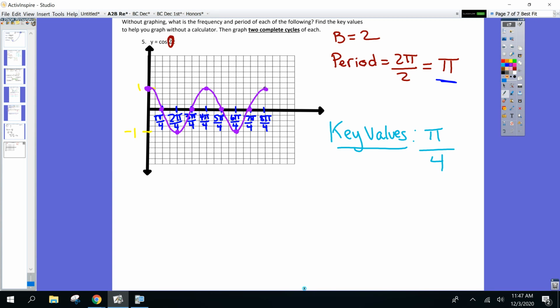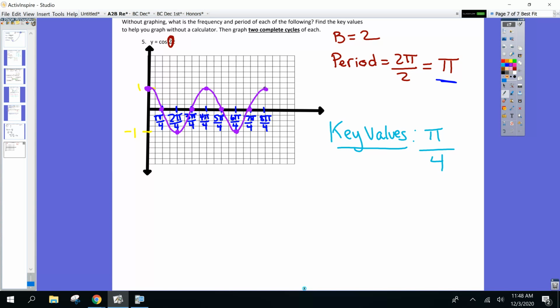I should have asked this a while ago. I don't know if I zoned out, but how did you get pi over 4? Okay, that's how you find your key value, Caroline. You take your period, which was what? Pi, and you always divide it up into equal parts of 4. I think yesterday we did one that went 2, 4, 6, 8. That's because we took the period of 8, divided it by 4, and got 2. You always take the period divided by 4, and that's what you should be going by. Okay, thanks. Yep, you're welcome.